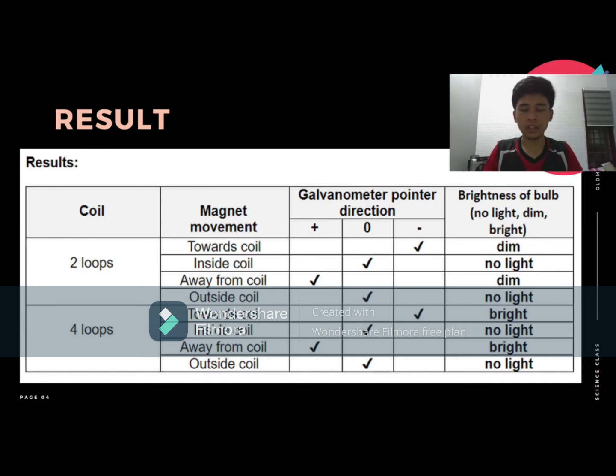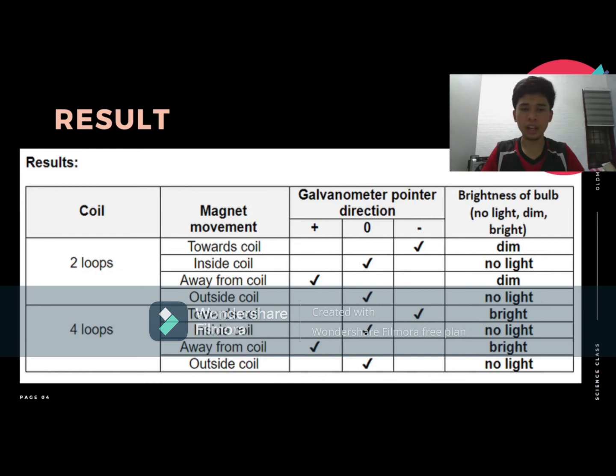Okay, when the magnet moves towards the coil, a repulsive force happens between the magnet and the coil, so the galvanometer pointer moves in the negative direction. When the magnet moves away from the coil, there is an attractive force between the magnet and the coil, which brings a positive value on the galvanometer.